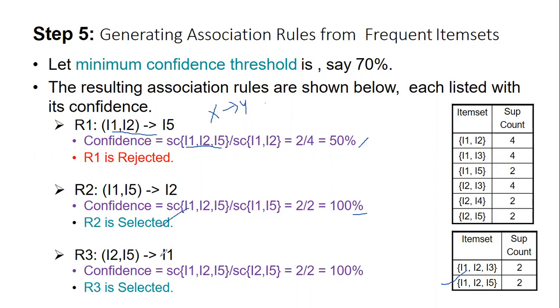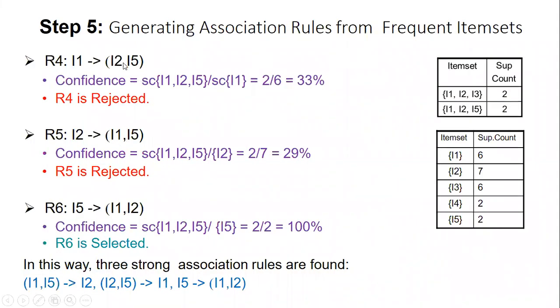I2, I5 tends to I1. So I'll find the confidence. I'll get 100%. It is selected. Then next I'll move on to another combination. Here I'll take the reverse order. If I1 is purchased, what is the chance that I2, I5 is purchased? Only 33% using the confidence formula. So it is rejected. If I2 is purchased, what is the chance of I1 and I5? It is 29%. So rejected.